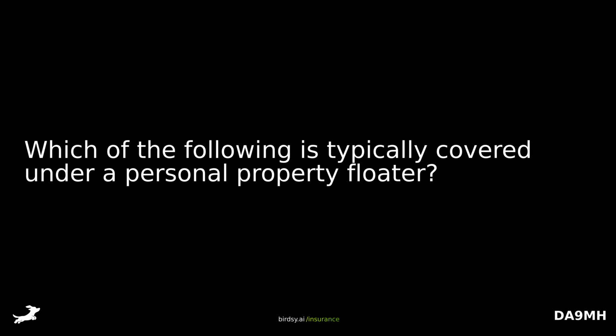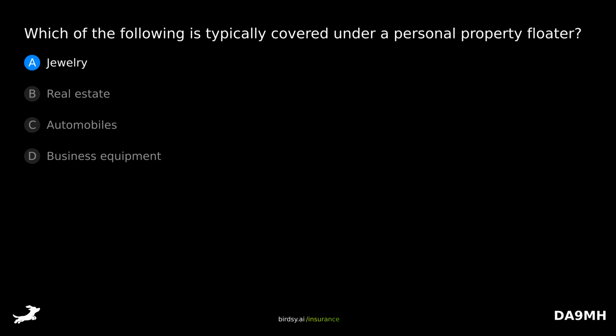Which of the following is typically covered under a personal property floater? Is it A, jewelry? B, real estate? C, automobiles? Or D, business equipment? The answer is A, jewelry.